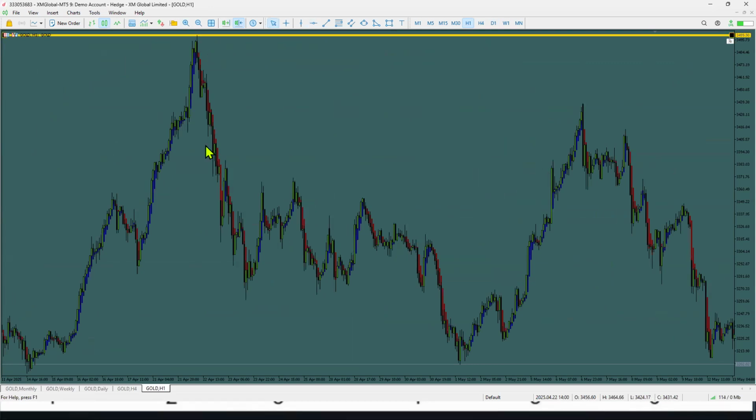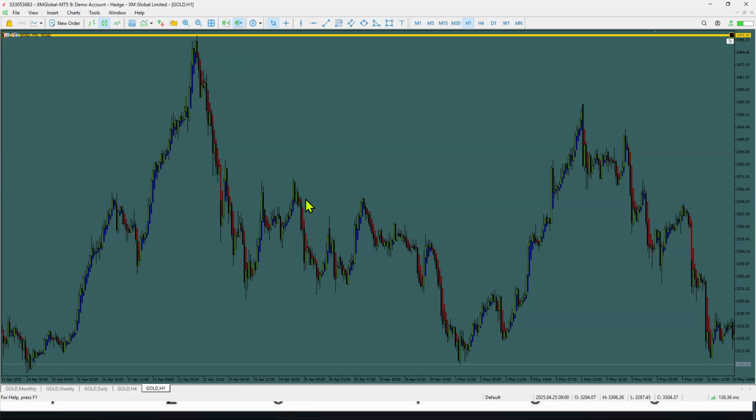Now if you look at this, you will agree with me that this place is a resistance. This place is a support. This place is not a perfect resistance. So we say this support is not a very good one. Okay, so let's come down. This place is a support. This place is a resistance. This is a support. This is a resistance. This is a support. This is a resistance, right?